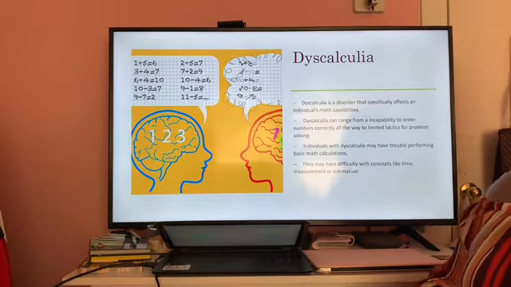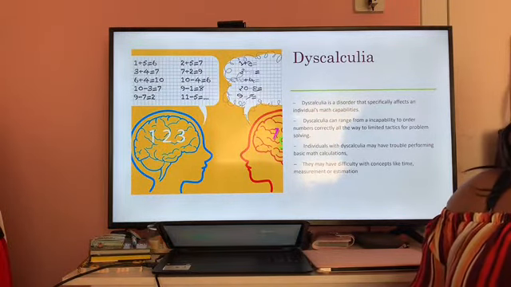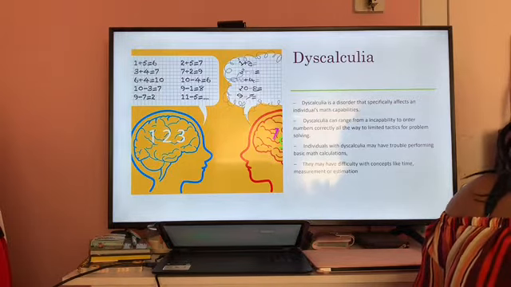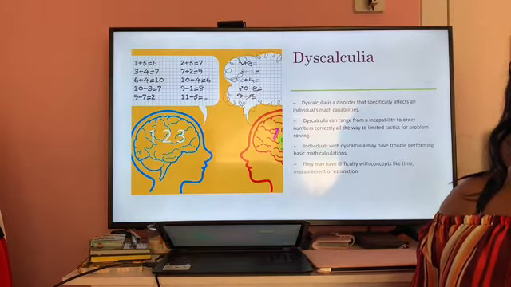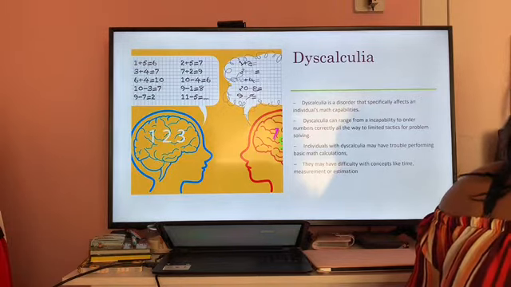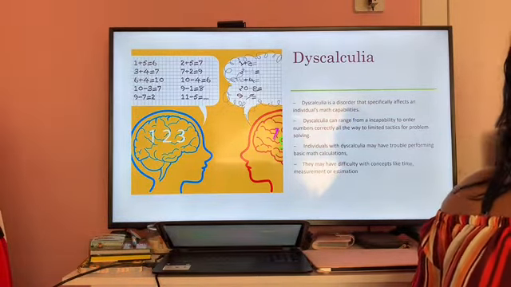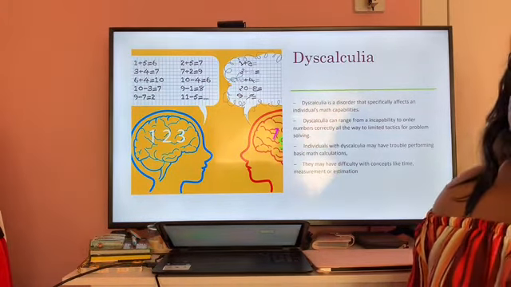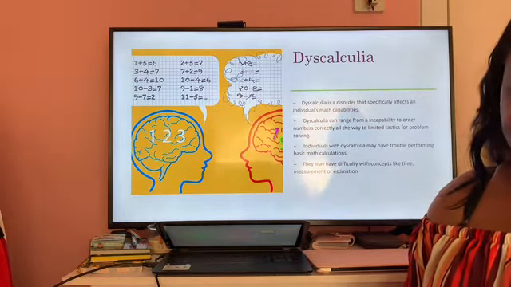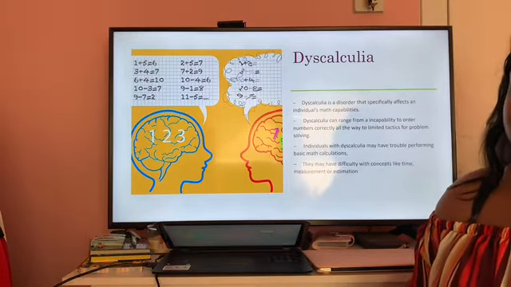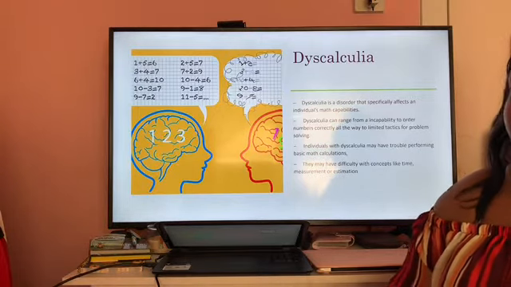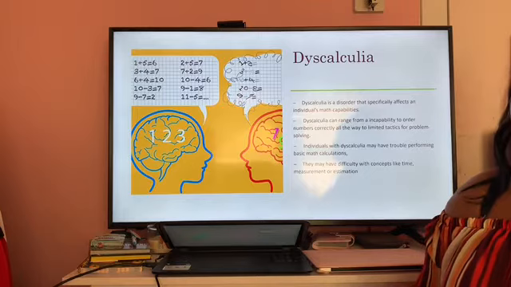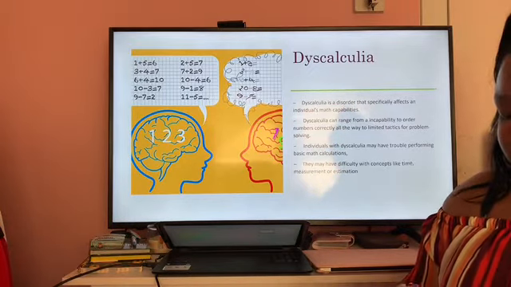So dyscalculia is a disorder that disrupts any type of math related issues. When it comes to problem solving, they have issues with understanding measurements and estimations. So for example, if someone were to ask me, how much sugar did you use in your cake mix to make your cake? I could say, I estimate about half a cup of sugar. Someone with dyscalculia may not understand the difference between estimations, and they could give the totally wrong number, and they don't understand how to estimate.